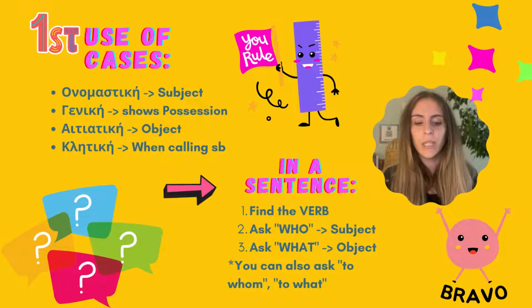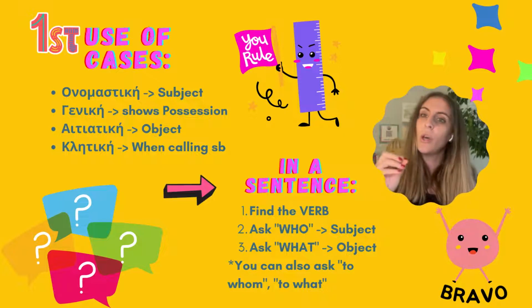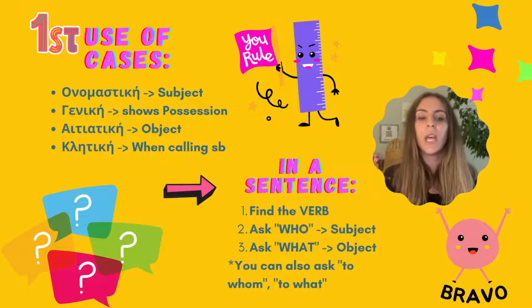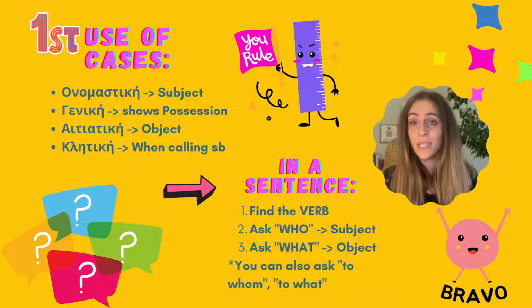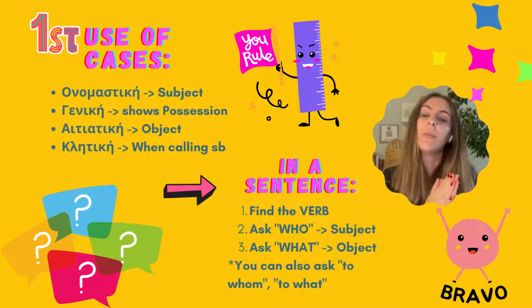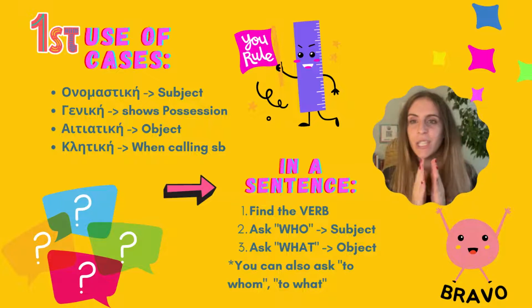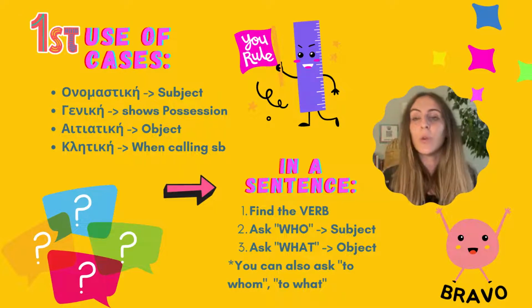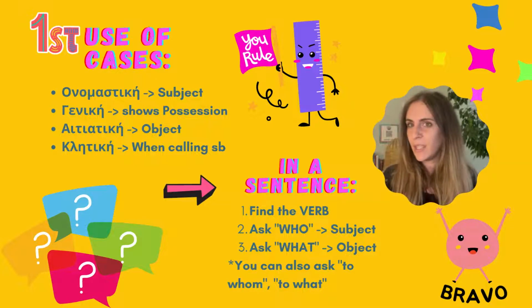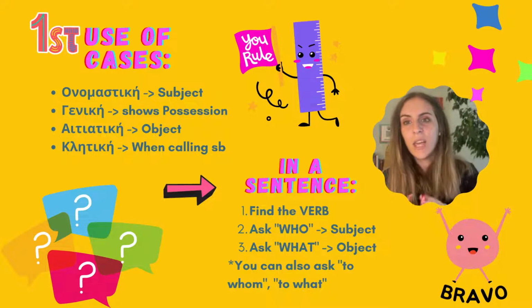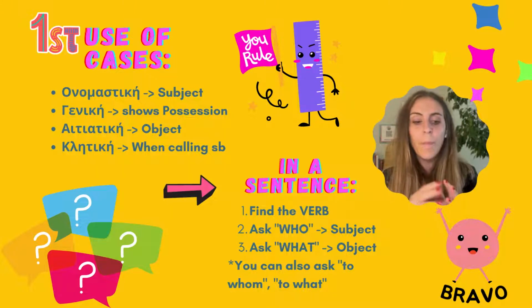The use of nominative is that the words, adjectives, or nouns that are in nominative are the subject of the verb of our sentence. So subjects of the verbs are always in nominative case. Genitive is the case that we call the possessive case. So the case that indicates to whom something belongs.